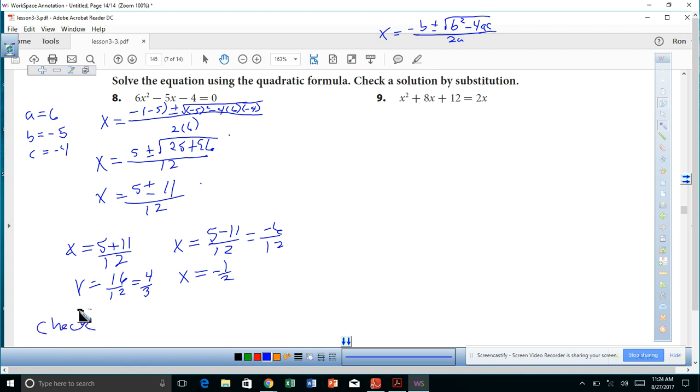All right. So now we need to check. Let's see what we got. 6 times, let's do 4/3, squared, minus 5 times 4/3 minus 4, and we're checking to see if that equals 0. So that's going to be 6 times 16 over 9, minus 5 times 4/3 minus 4 equals 0.